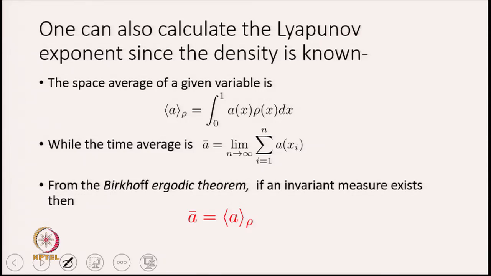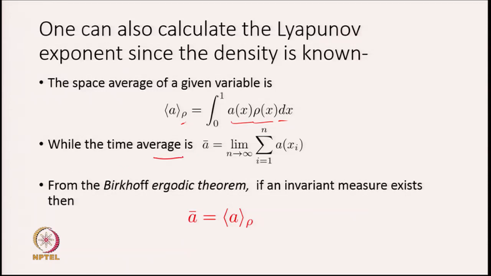Now, from the Birkhoff ergodic theorem, the basic statement of the ergodic theorem is that if there is an invariant measure, then time averages and space averages are the same. So, given a particular variable a, its space average, its average over the entire phase space, given this invariant measure rho, is just the integral over the space, in this particular case 0 to 1, of a of x times rho of x dx.